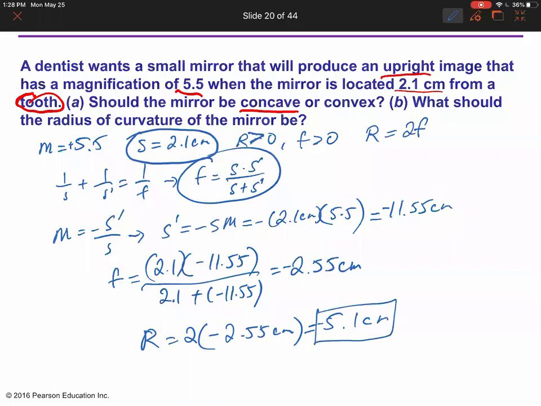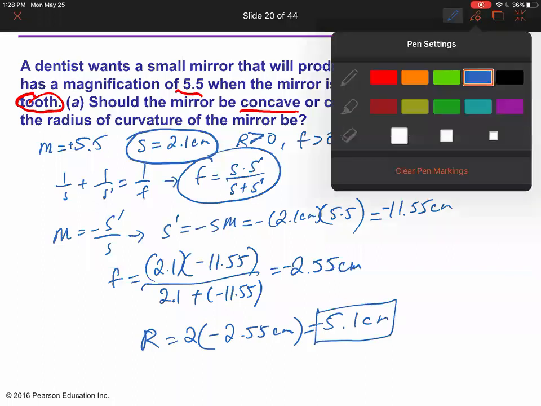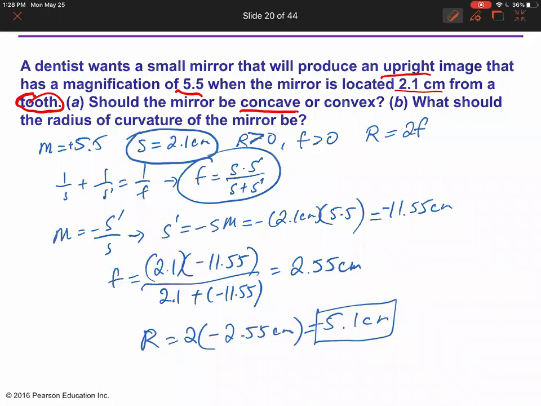Oh, sorry guys. There is no negative, because the negatives cancel out. At the top you have a negative, at the bottom you're also going to end up negative, and they're going to cancel out. And this is a concave mirror, and I told you from the beginning those values are actually positive. So that means the radius is 5.1 centimeters.